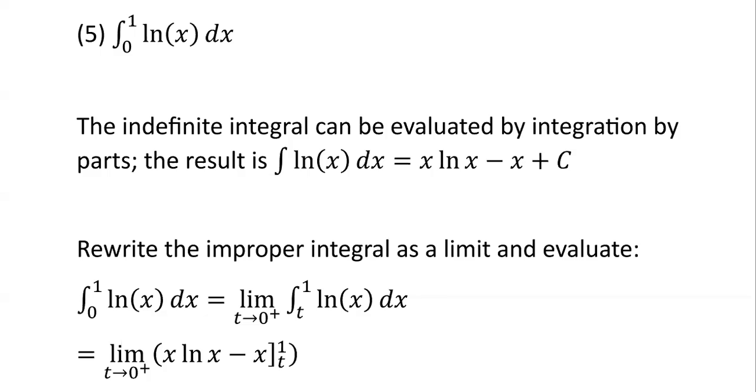Integral from 0 to 1 of ln x dx. Why is this improper? Well, log is not defined at 0. There's an asymptote there. That's why it's improper. So the easiest way to determine the convergence of this is probably just to directly evaluate, to be honest.